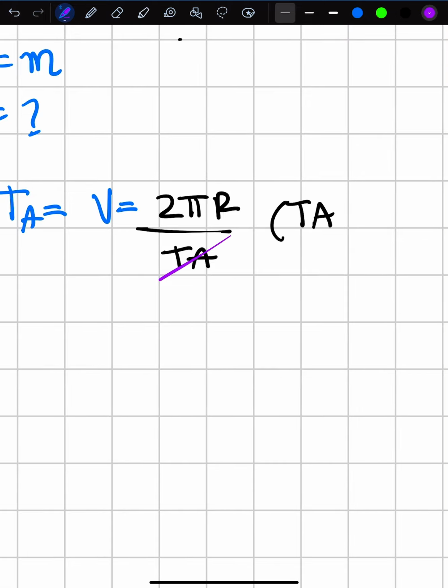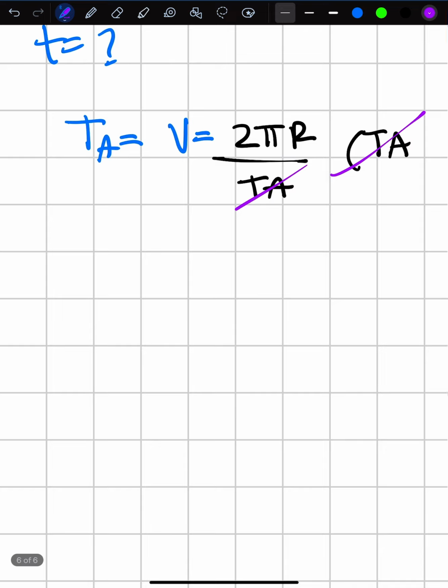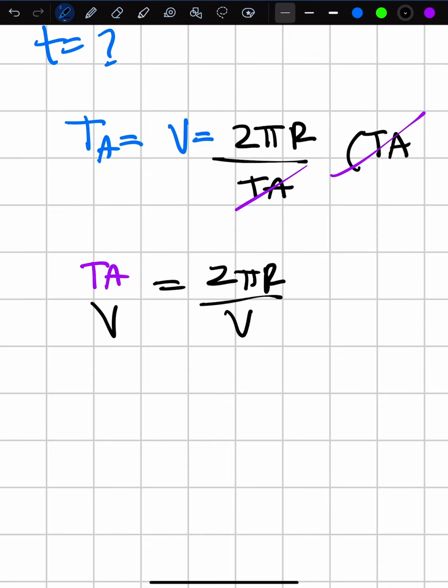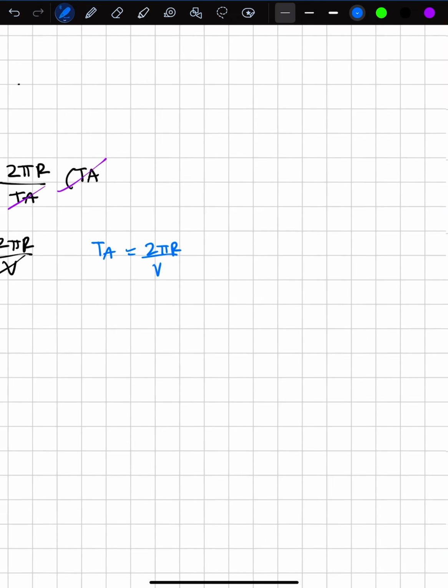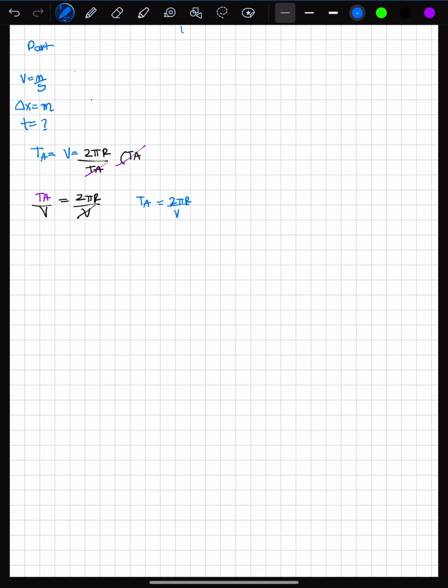Then we cancel that out so we can put it to the other side, and we have 2 pi r on this side. So once we have this, we get that the time for object A is 2 pi r over v. This is for object A, so let's put it right here.